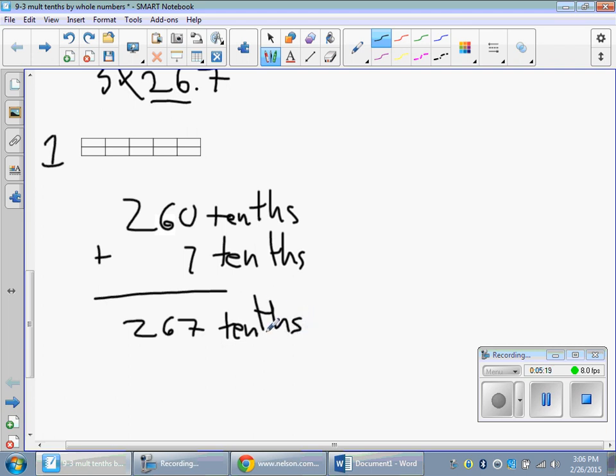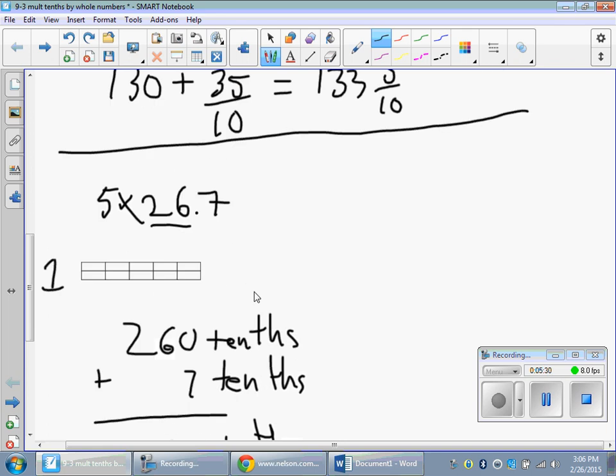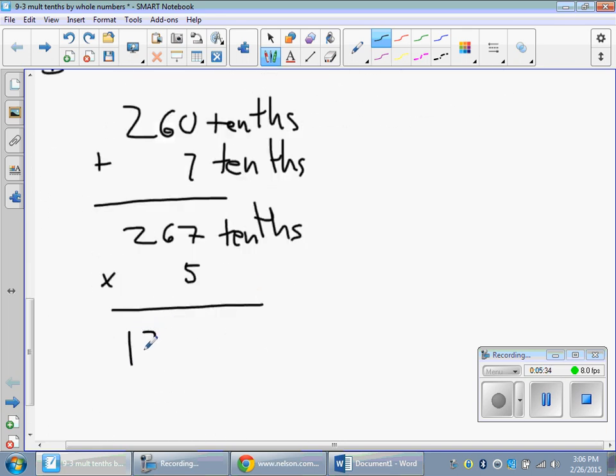However, we don't want just one group of 267 tenths. We want 5 groups of 267 tenths. And from here, we would be able to get our same answer as we had at the top, 133 and a half. If we use the calculator, for example, for this, we would get 133.5. And that would be number 4.